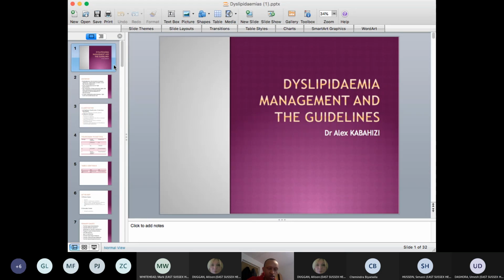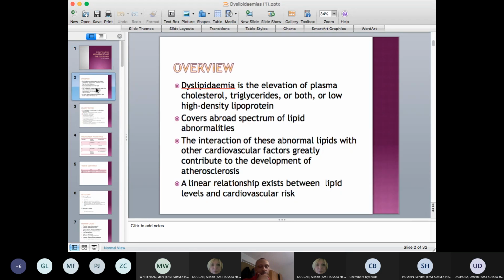Yeah. Thank you. So what is dyslipidemia? It's basically elevation of the plasma cholesterol, triglycerides, or both, or the low density lipoprotein. It covers a wide spectrum of lipid abnormalities. And it's the interaction of these abnormal lipids which are responsible for cardiovascular risks, which basically contribute to the development of atherosclerosis. There is a linear relationship between the lipid levels and the cardiovascular risk.